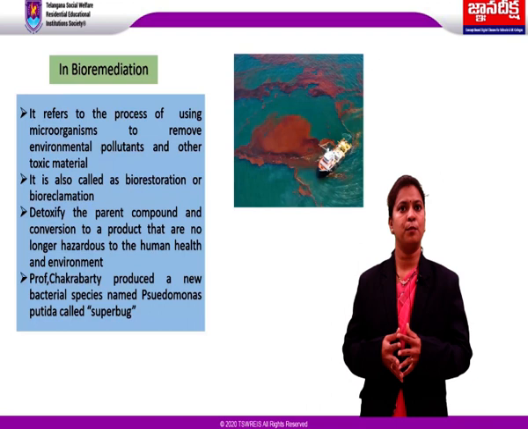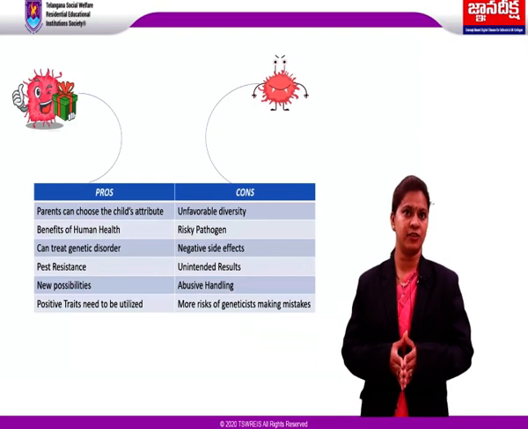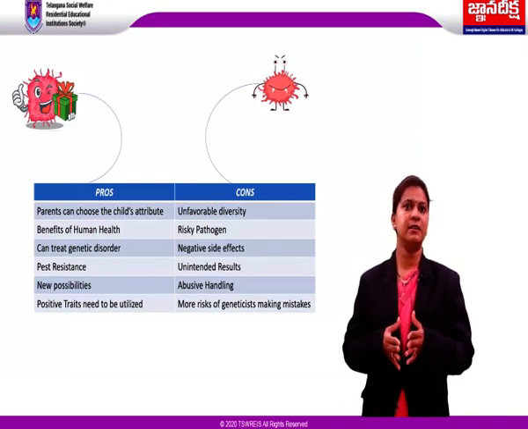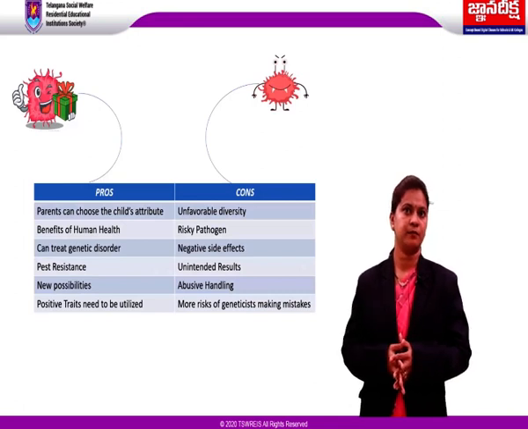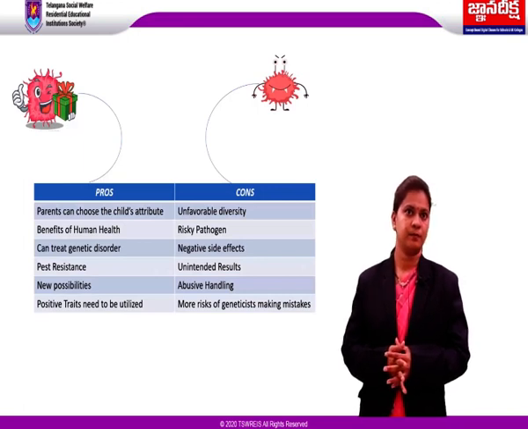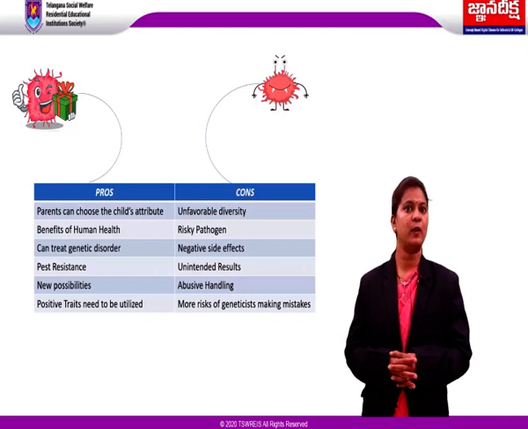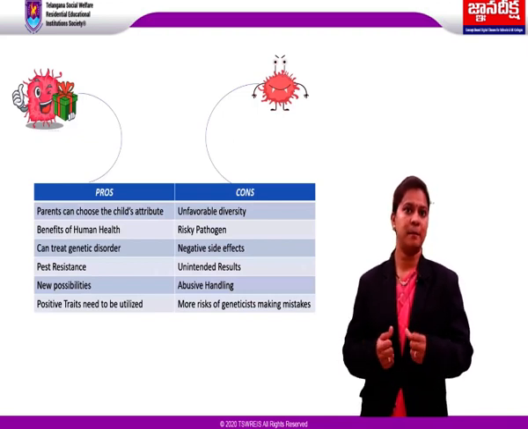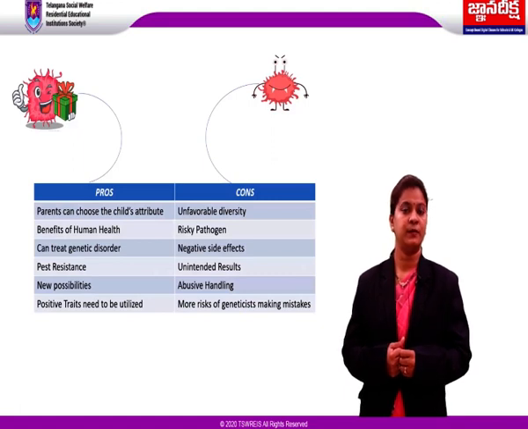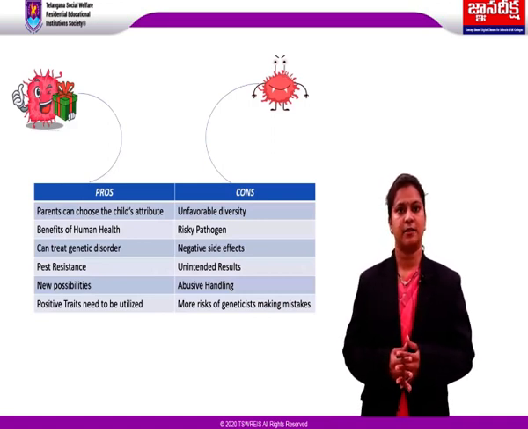Finally, when we talk about pros and cons, till now we have seen all the beneficial effects of genetic engineering. Some of them are: parents can choose the child's attributes. There is a lot of benefit in concern with human health. It is used to treat genetic disorders. It is also very helpful in the agriculture sector, fighting pests and helping crops acquire pest resistance. There are new possibilities in the future. Positive traits need to be utilized.